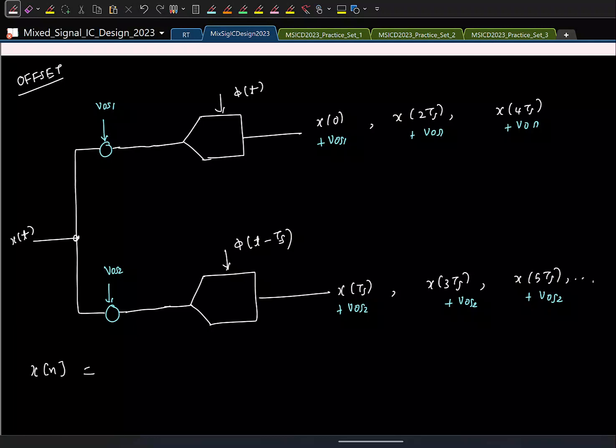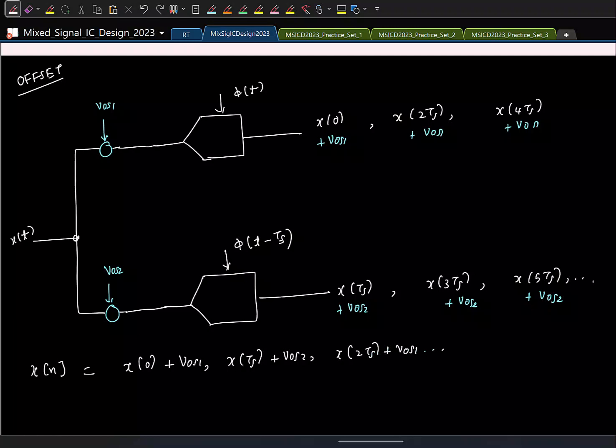First sample will be taken from the first channel. So it's going to be x of 0 plus VOS1. The second sample is from the second channel. That's x of ts plus VOS2. And third will be x of 2ts plus VOS1 and so on, right?